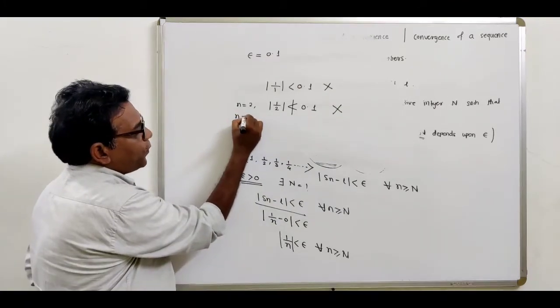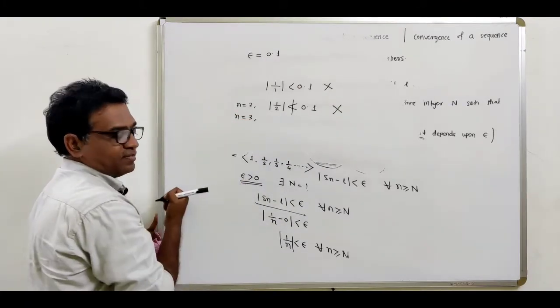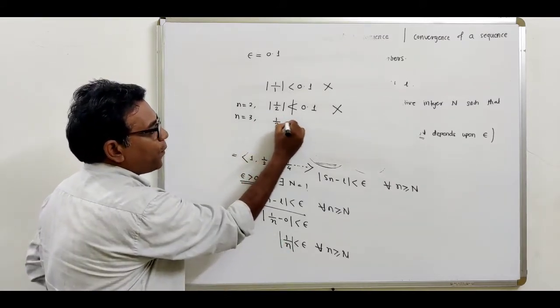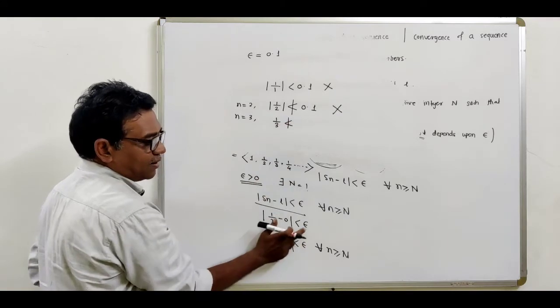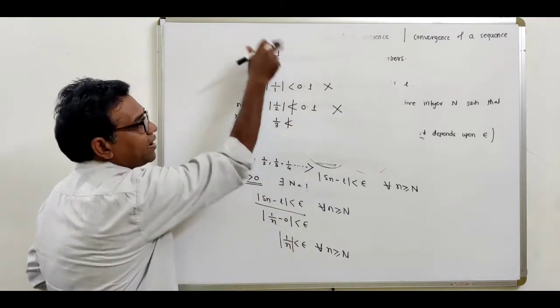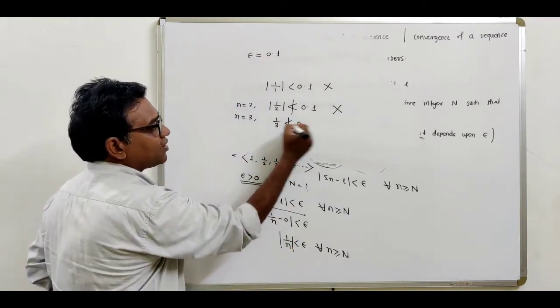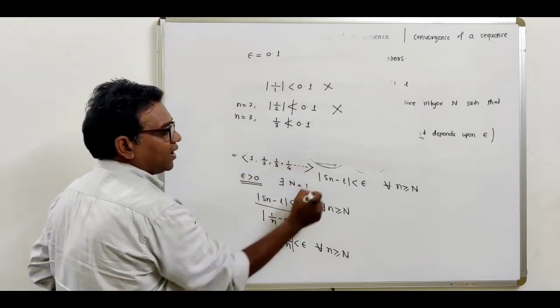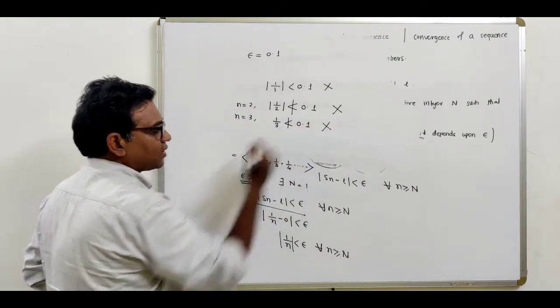Now if you put n equal to 3, again we get the left hand side as 1 upon 3. 1 upon 3 is not less than this epsilon. We have taken epsilon equal to 0.1, so this is not less than 0.1. So for n equal to 3, again this condition is not satisfied.